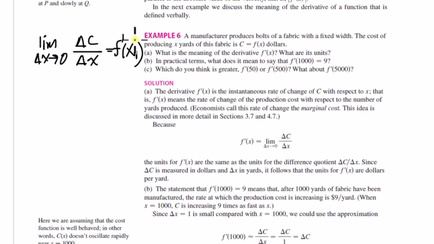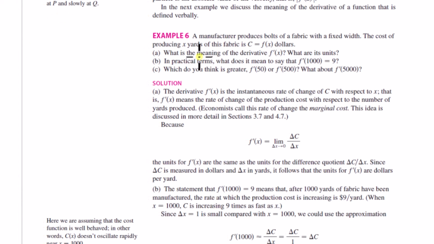You're not going to say, oh, the derivative means that if I produced 1,000,000,001 yards of fabric, it's going to cost me an extra, and then convert that to some fraction of a cent. No. Which do you think is greater, F prime of 50 or F prime of 500? What about F prime of 5,000? So we have to think about the shape of the cost function here. What do we expect the shape of the cost function to be?